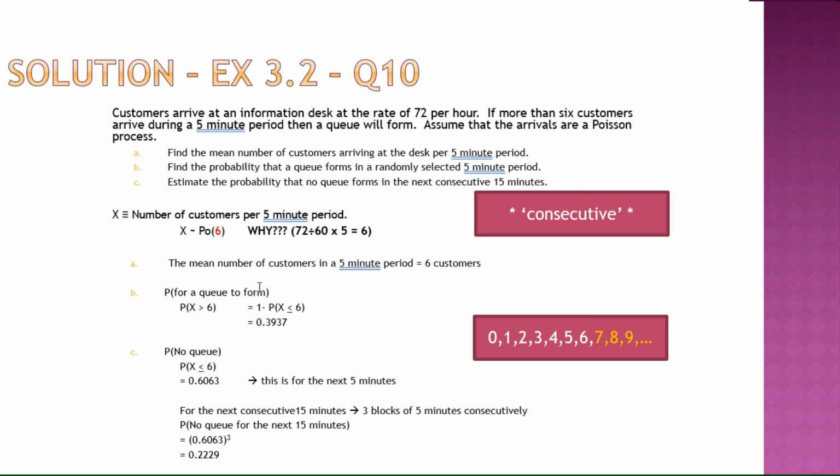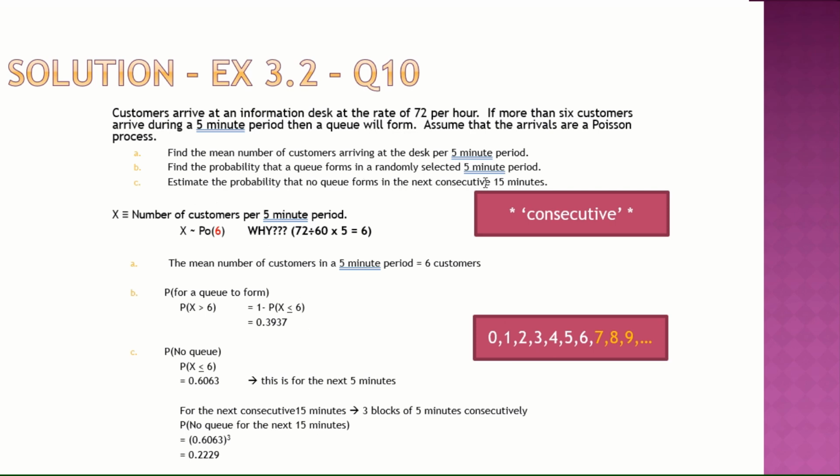So now they want to know when there will be a queue. A queue will form when there are more than 6 people, so you want 7, 8 and 9. This is Poisson, there is no upper limit. So basically you take 1 minus the probability of 0 to 6. That is what we are doing here. You find this probability and subtract from 1, then you will get 7 and above. So you will get 0.3937.